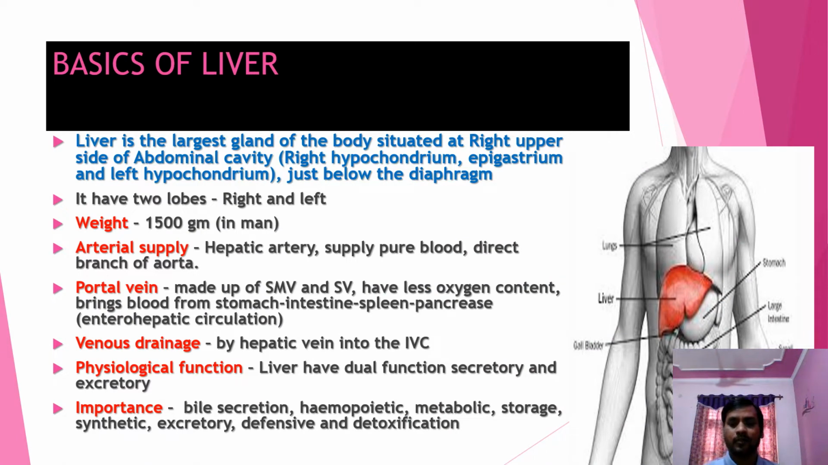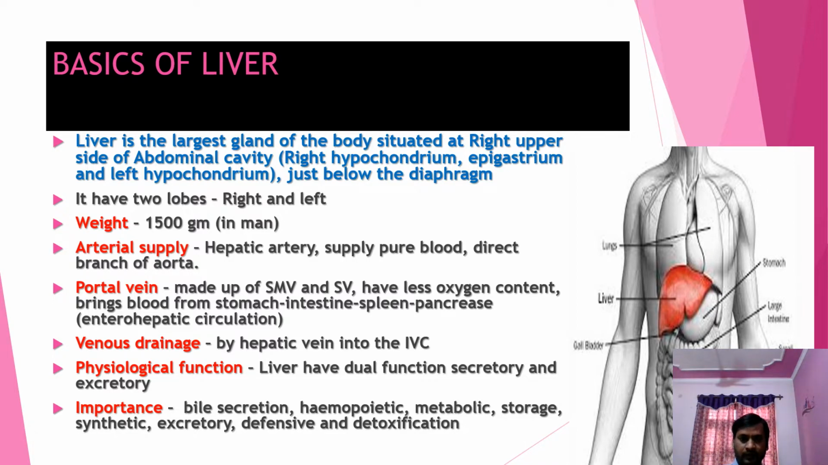We must know about the basics of liver. As you know, the liver is the largest gland of the body, situated at the right upper part of the abdominal cavity, mainly in the right hypochondriac region, in the epigastric region, and partially in the left hypochondriac region, just below the diaphragm. The liver has two lobes, right and left.